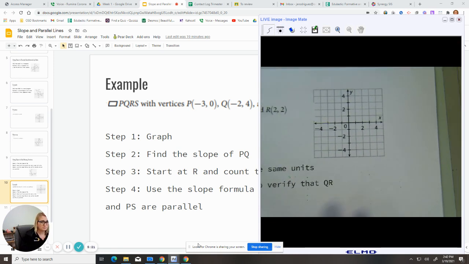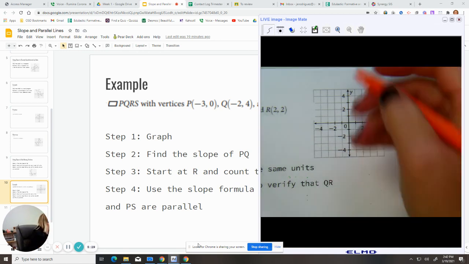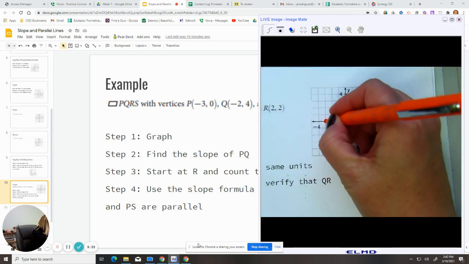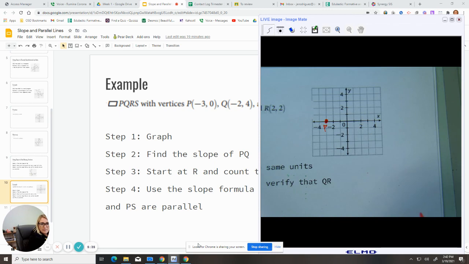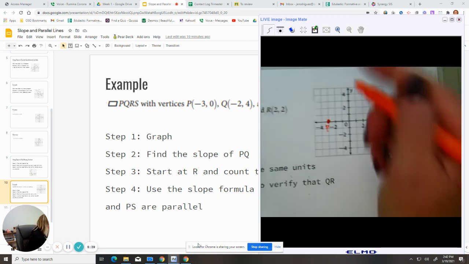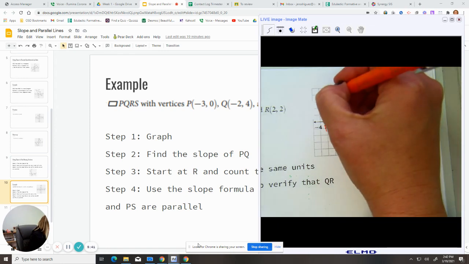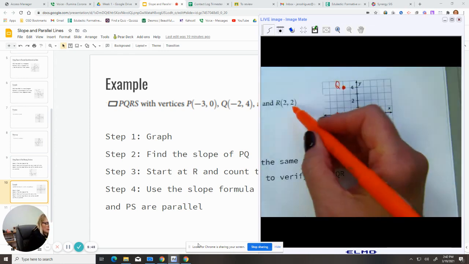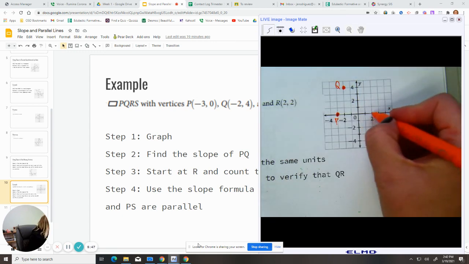So let me pull up this, and I'm going to use a different color. Let's use orange. All right, so point P is going to be -3, 0. So right there is going to be point P. Point Q is -2, 4. So -2, and then up here 2, 4 is point Q. Point R is 2, 2. So over 2 and up 2.